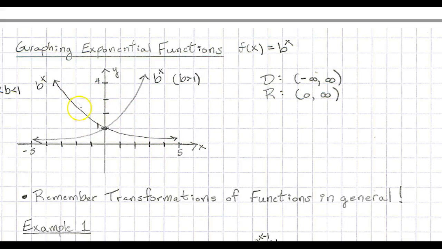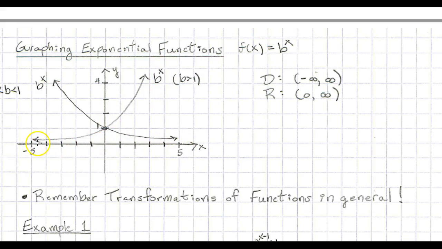b to the x looks like this. It's reflected about the y-axis if b is between 0 and 1, not including 0 or 1, of course. So notice that the domain of any exponential function is minus infinity to infinity. x can be anything. You plug any value of x in, but the range is always positive, 0 to infinity. It never reaches 0. There's no way to get 0 when I plug x in here.